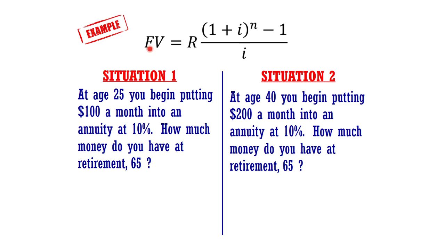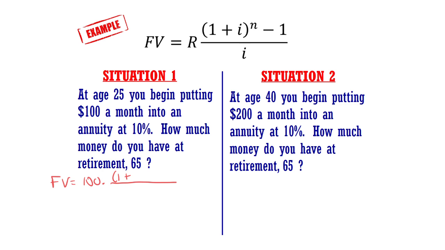Just looking through the formula, future value. That's what I'm looking for. How much money will I have? My regular payment is $100. So the future value is $100 times the big fraction. You're just multiplying that. Okay. And then you have a 1 plus your interest rate. Your interest rate is 10%.